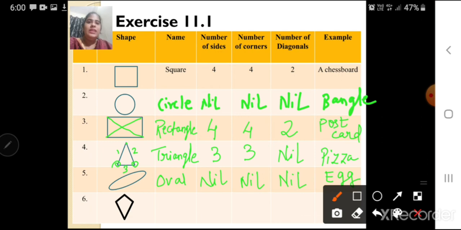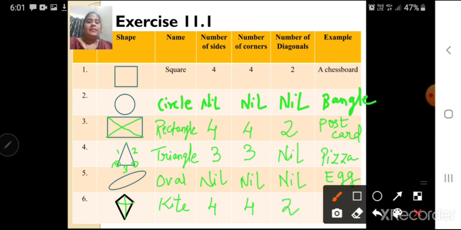Now children, the last shape is very different. This sixth shape is known as a kite. Now children, in this we have 4 sides. 1, 2, 3, 4. So we'll write here 4 sides. Again, there are 4 corners. 1, 2, 3, 4 corners are there. And children, there are 2 diagonals. How many diagonals are there? 2. See here, you can see opposite corners are there, so we can just join them like this. This is one diagonal and this is one more diagonal. So there are 2 diagonals.